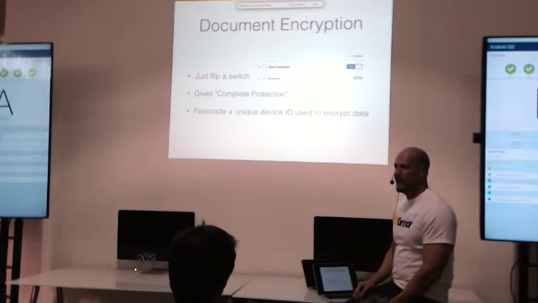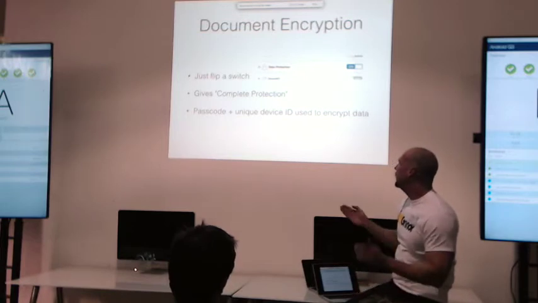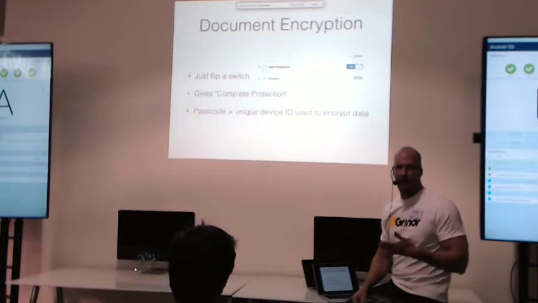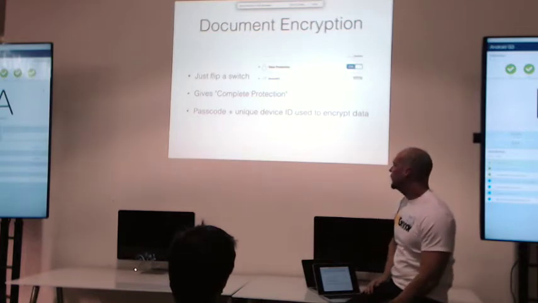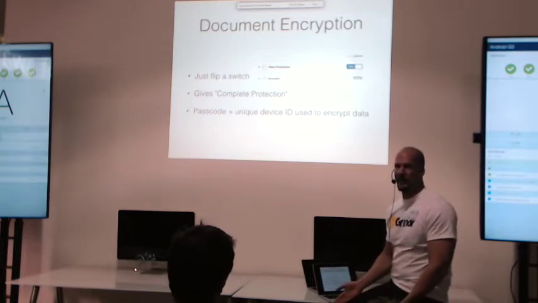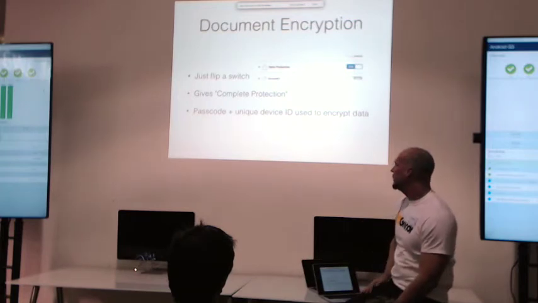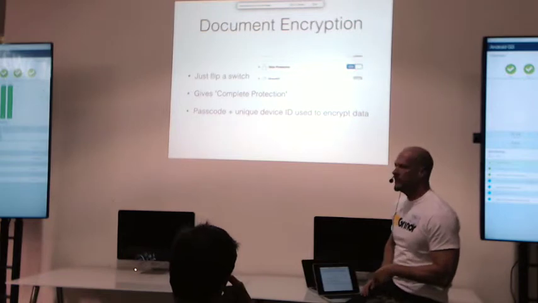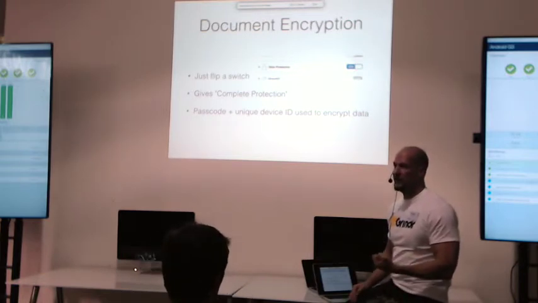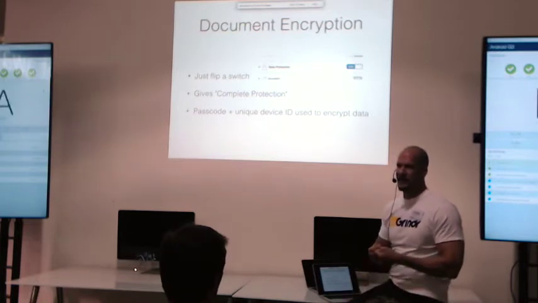As of, I think, iOS 7, very recently, Apple just added a switch that you can turn on in Xcode, which is the tool that Apple provides for developing iOS applications. What it does is it gives you complete protection, which is the highest level of protection that is offered. We'll get into different levels in the next slide. The user's passcode and a unique device ID is used to encrypt the data. That unique device ID is actually stored in a chip, so it's very difficult for a hacker to access because it doesn't live in memory or on disk.